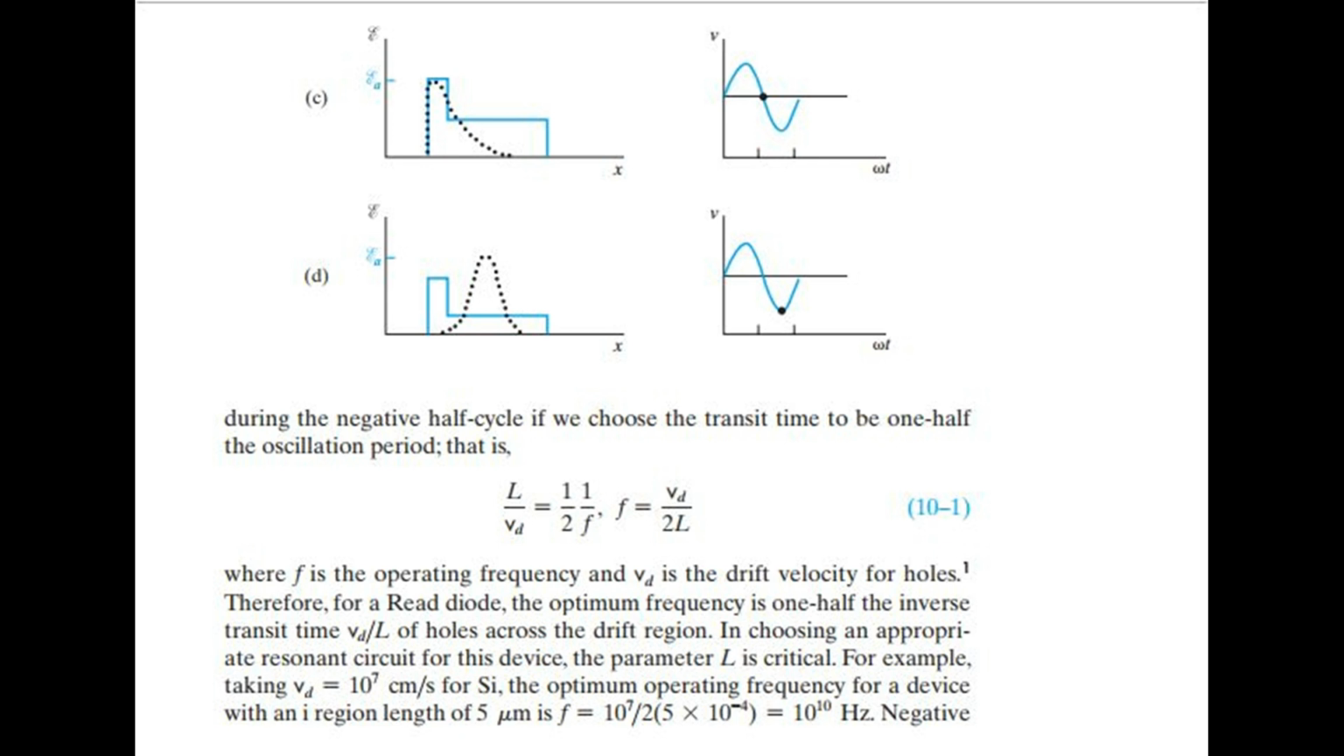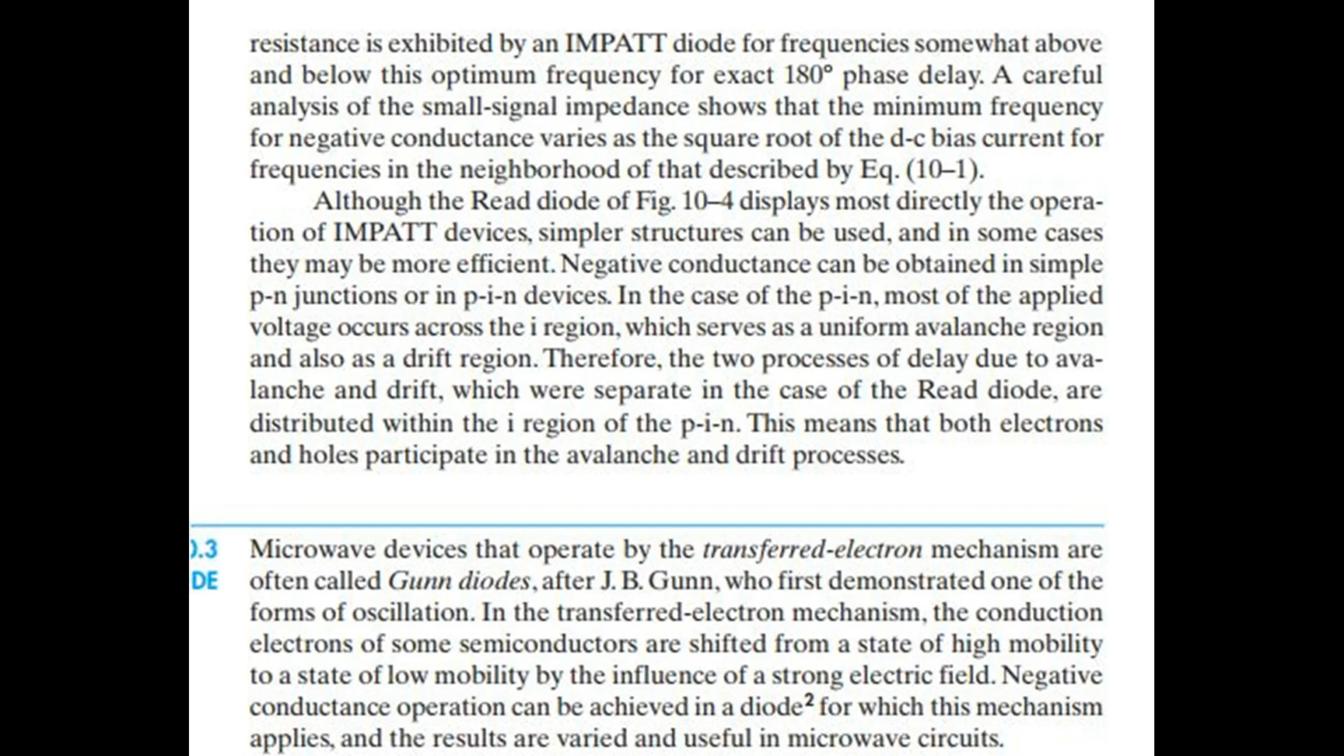Negative resistance is exhibited by an IMPATT diode for frequencies somewhat above and below this optimum frequency for exact 180 degrees phase delay. A careful analysis of the small signal impedance shows that the minimum frequency for negative conductance varies as the square root of the DC bias current for frequencies in the neighborhood of that described by Eq. 10.1. Although the Read diode of Fig 10.4 displays most directly the operation of IMPATT devices, simpler structures can be used, and in some cases they may be more efficient.